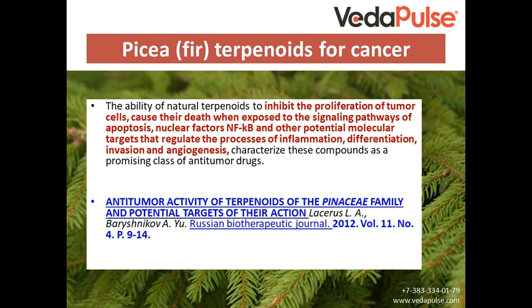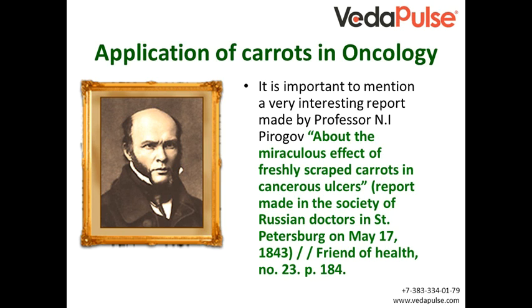The first mention of treatment of breast cancer by herbs was in the 19th century, when grated carrots were used. The grated carrots were applied over the ulcers caused by cancer, which helped to heal the ulcers and withdraw the cancer's detritus. The great, outstanding Russian scientist, Dr. Pirogov, made a report to the Society of Russian Doctors on this topic. Unfortunately, he himself died due to cancer of the lower lip.